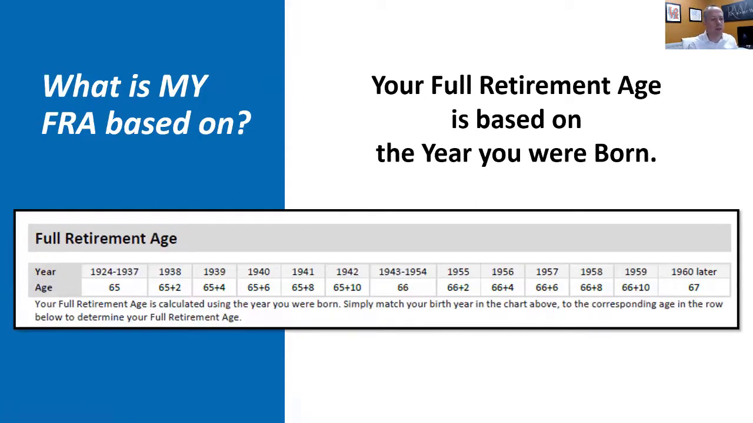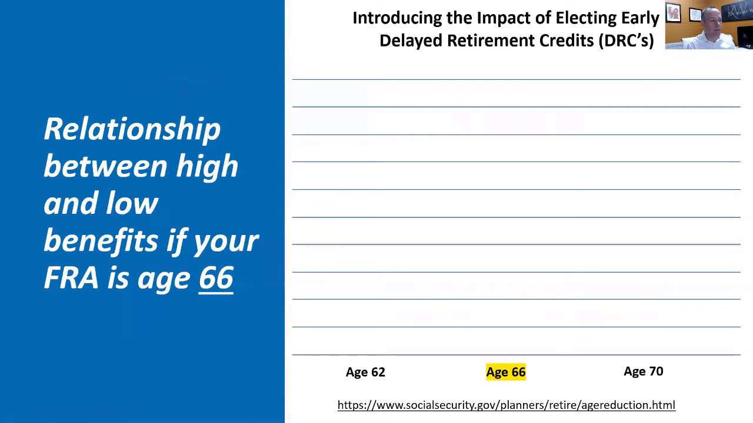Here's a little chart that actually helps you out with this. Most of the folks on the call here and watching this recording are probably going to be in this range, where they're full retirement, probably born somewhere in the 50s into the 60s. So you can see this is what your full retirement age would be right in this neck of the woods, somewhere between 66 and 67. So let's introduce the impact of electing early and delayed retirement credits. Here's the relationship between high and low benefits if your full retirement age is 66. And then in a second, I'll show you, for those of you who are 67, I'll show you there. And of course, if you're somewhere in between, this applies just slightly in between.